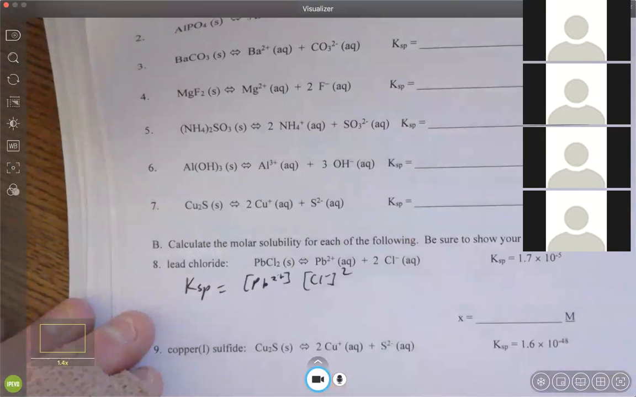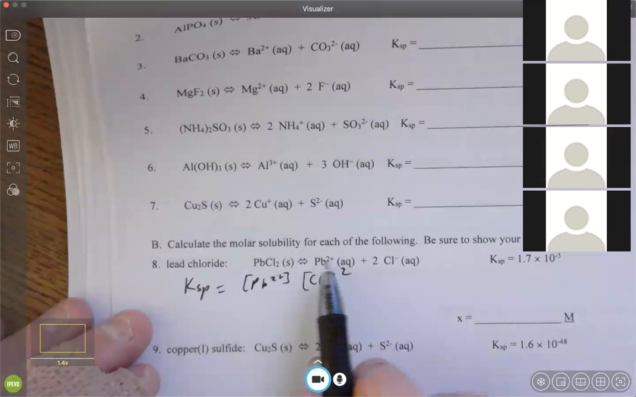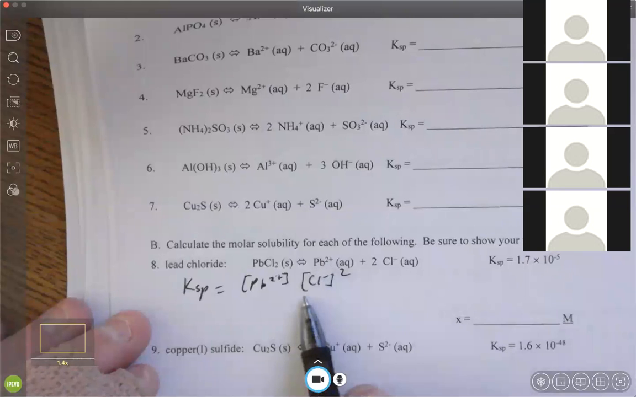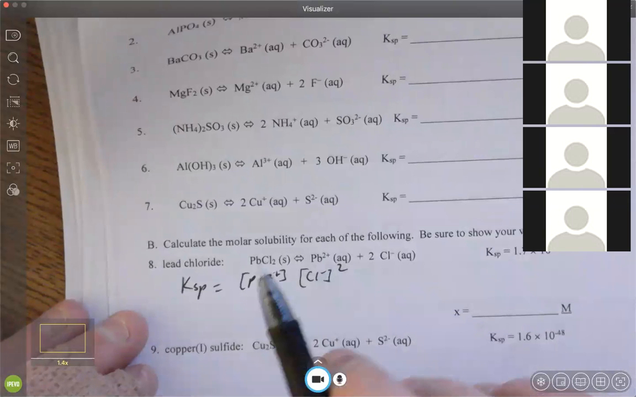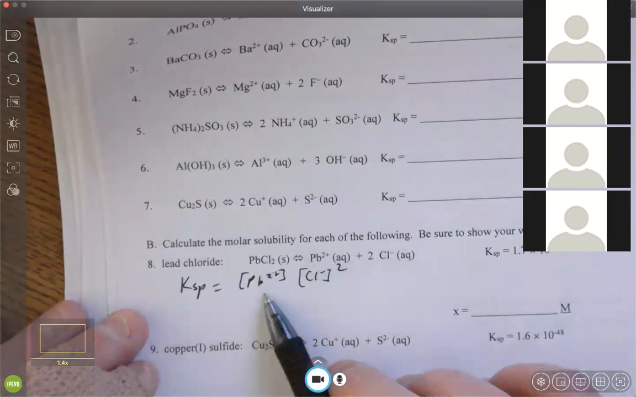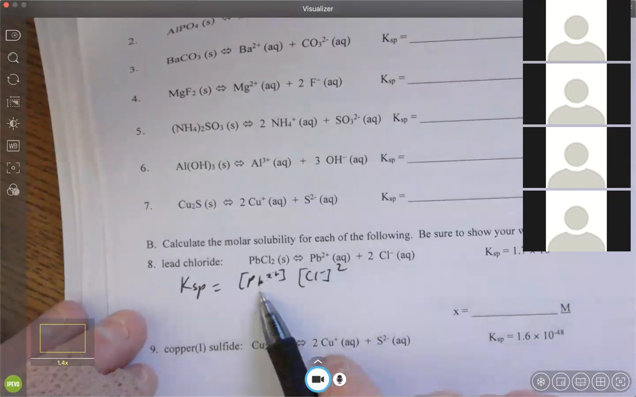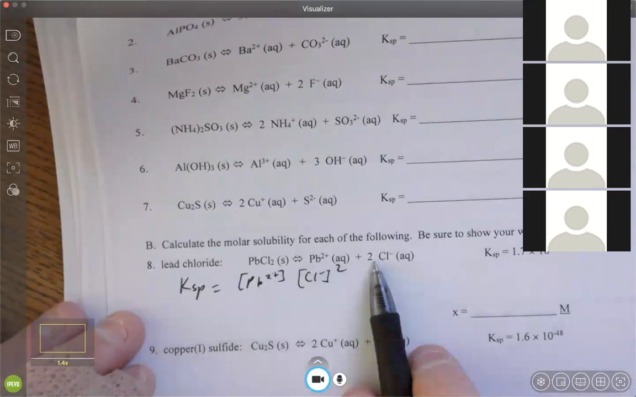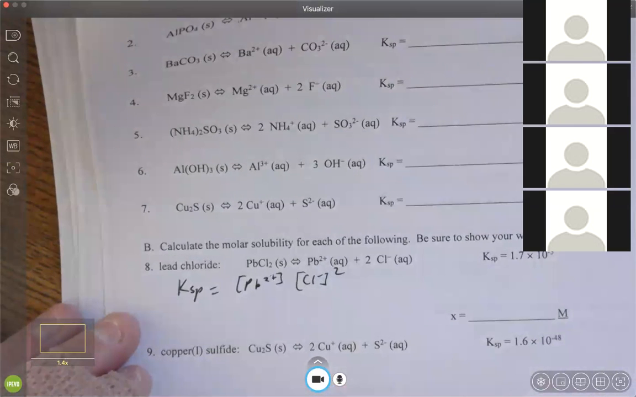But if we look at this concentration here and this concentration here, if we dissolve this, the concentration of this should be twice as much as the concentration of the lead. Because for every 1 lead we get 2 moles of Cl negative. That makes sense.